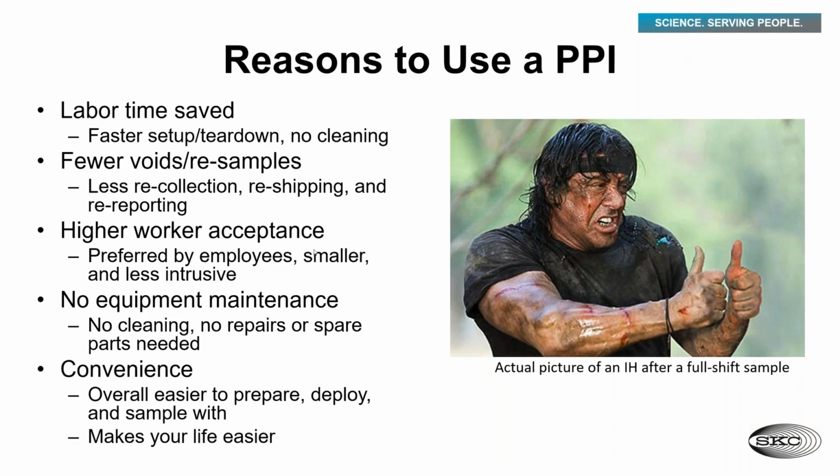Obviously, wearing any sampling equipment is not ideal, but it's trying to help them have the best experience and get you the most accurate data that you can. There's no cleaning, repairs, or spare parts. And ultimately, when you're purchasing a PPI to use, you're paying for convenience. It is simpler for you to use. It's better accepted by the worker. And overall, it just makes your life easier and simpler as an industrial hygienist. Ultimately, that's what we're all trying to do: do our job, do it in the most effective way possible, and obviously have a little bit of fun doing it.